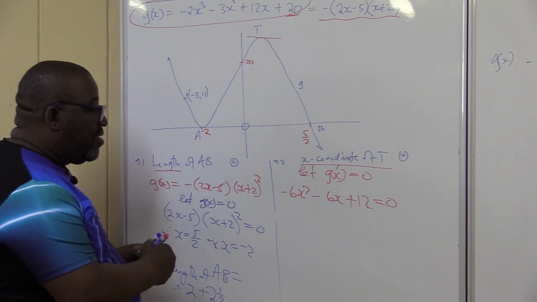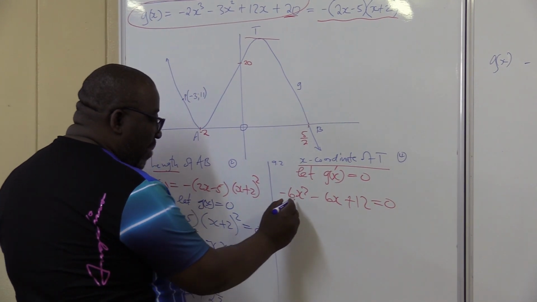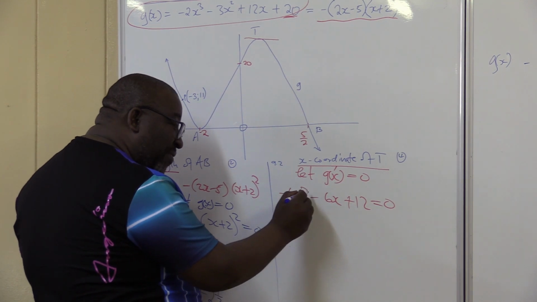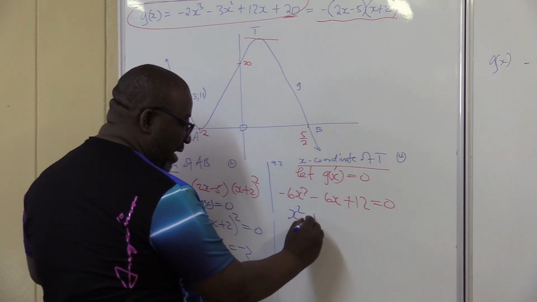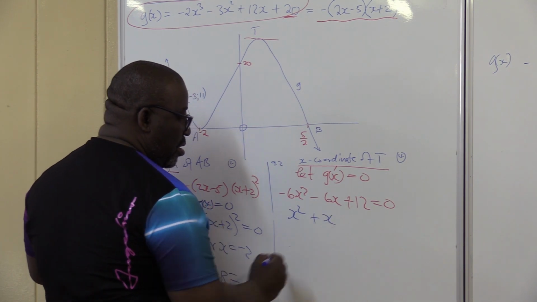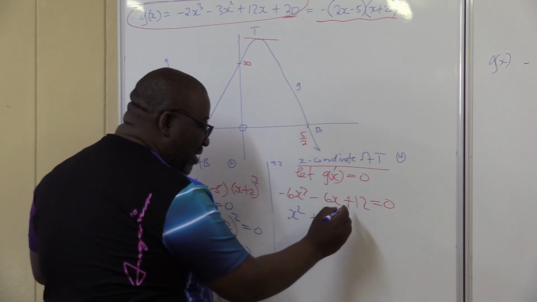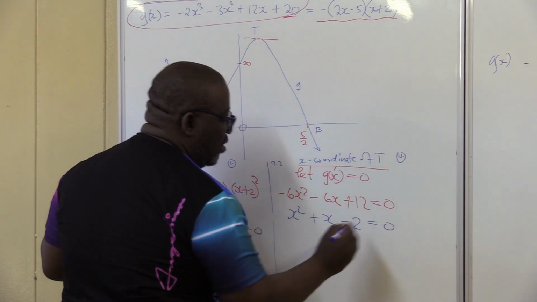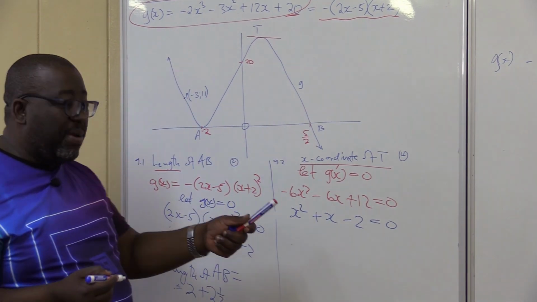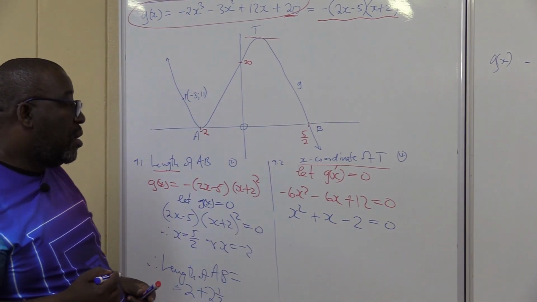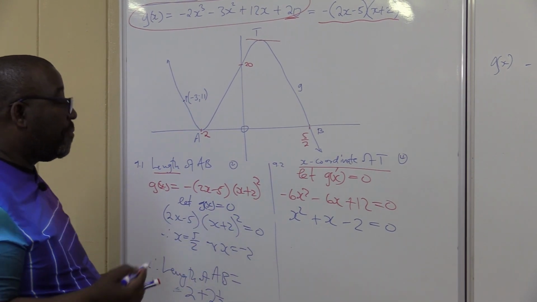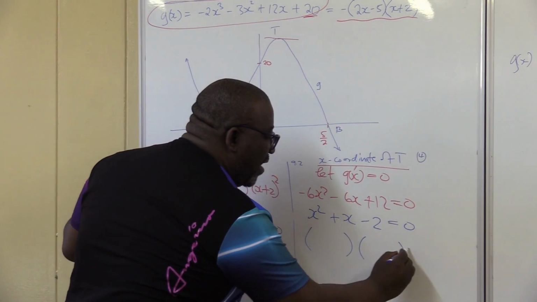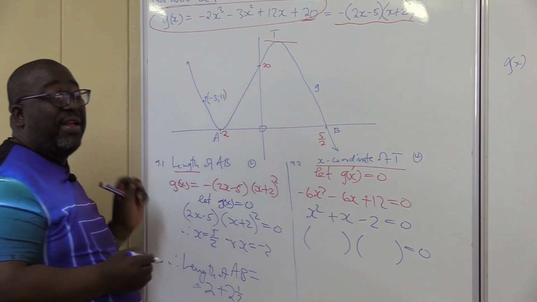Right, let's do that. If I divide this by -6, I will have x squared. If I divide this by -6, negative and negative, I will have positive x. If I divide this by -6, I will have -2. Then this will be equal to 0. So your factorization is important. Divide everything by 6, make sure that you get it correct. There are so many mistakes that we might make here. But let's move on. Now that we've got our trinomial, we can factorize because there is no common factor anymore.